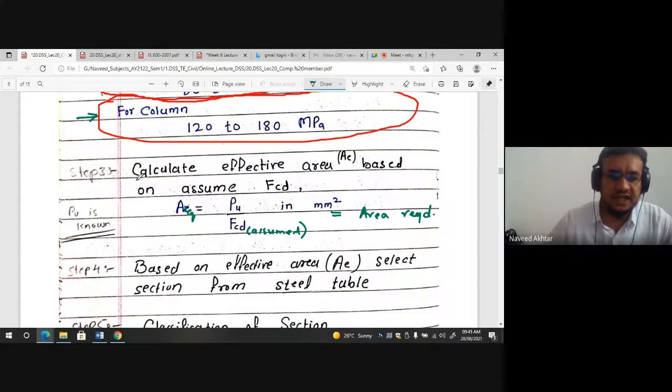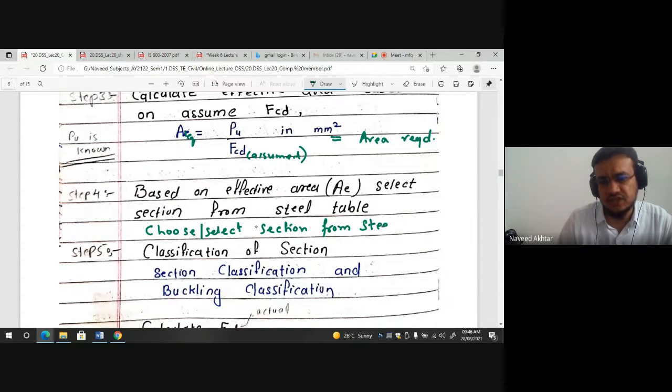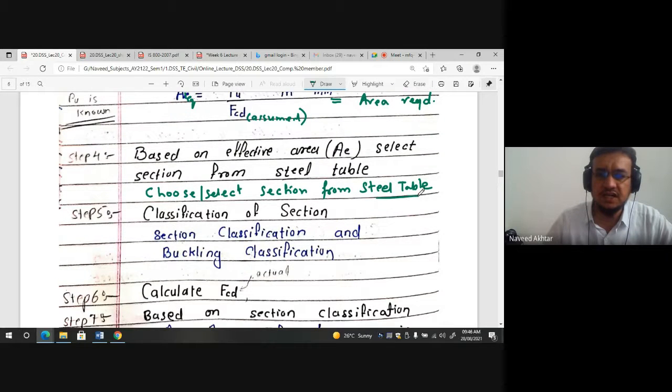Okay. Then based on the area required, you have to choose the section. Choose or select the section from the steel table, or SP 6. Okay. Now you know the steel table.